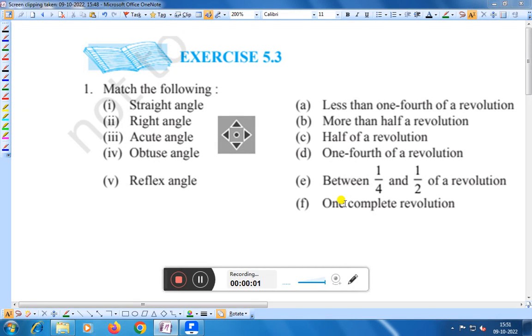Hello everyone, today we shall discuss exercise 5.3 question number 1. Match the following: straight angle, right angle, acute angle, obtuse angle, reflex angle. And A is less than 1/4 of a revolution, more than half a revolution, half of a revolution, 1/4 of a revolution, between 1/4 and 1/2 of a revolution, 1 complete revolution.